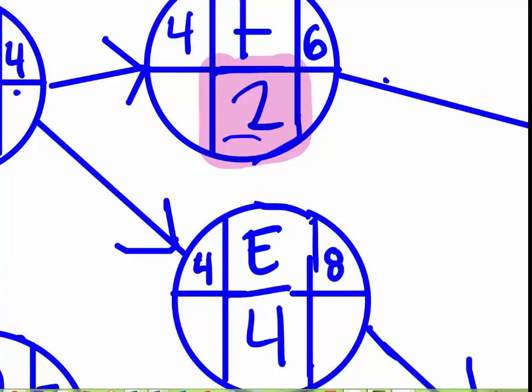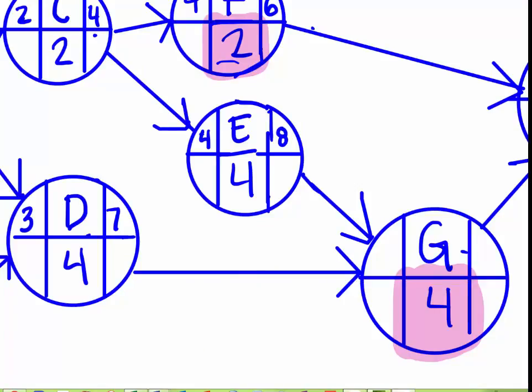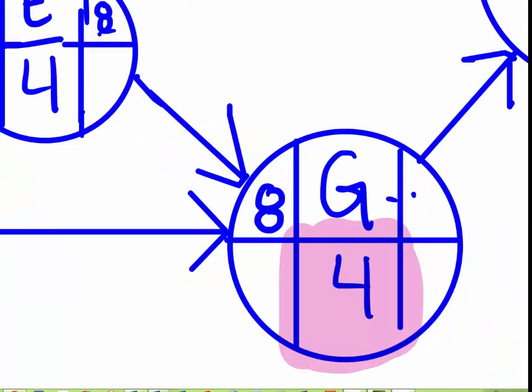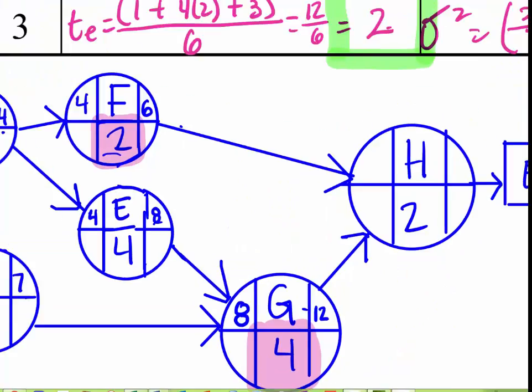And G now, we got a choice of starting it at 8 or 7, but because we need the longer of the time, we're going to put 8 here. 8 plus 4 is going to be 12. And then when we go into H here, we're going to have either 6 right here or 12. So we're going to pick 12, because we got to pick the higher of the two. So 12 plus 2 is then going to be 14. So we're going to put that up here.